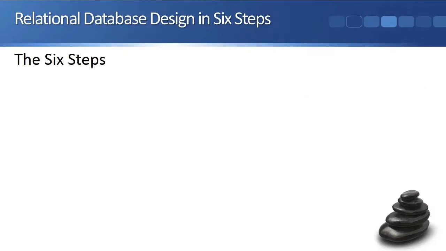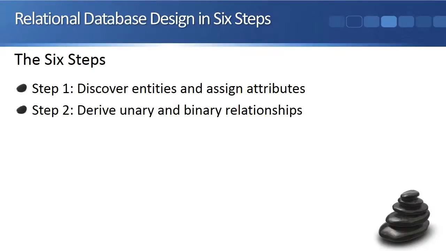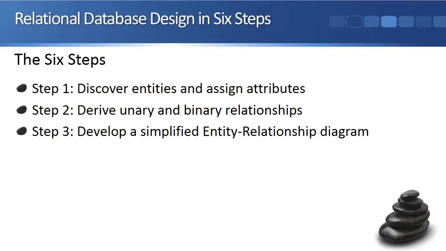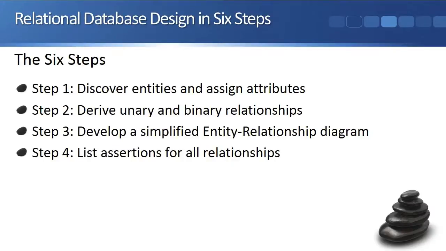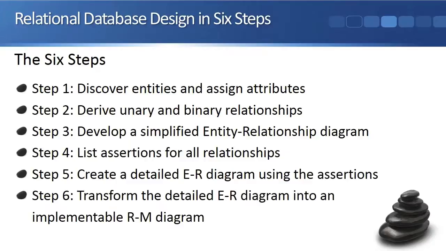The 6 steps. Step 1. Discover entities and assign attributes. Step 2. Derive unary and binary relationships. Step 3. Develop a simplified entity relationship diagram. Step 4. List assertions for all relationships. Step 5. Create a detailed ER diagram using the assertions. Step 6. Transform the detailed ER diagram into an implementable RM diagram.